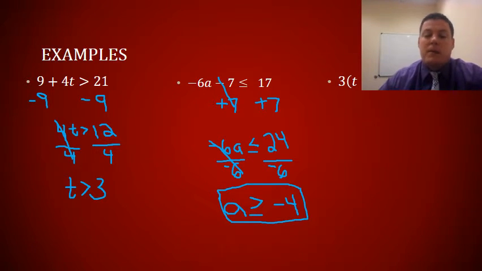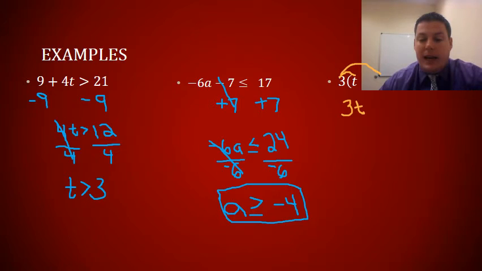Finally, we have this last problem. Remember, we always want to distribute first. In this case, we actually do have something to distribute. We're going to distribute this 3, which, if you recall, means we're going to multiply it by each term in the parentheses. So I'm going to take 3 times t, which is 3t, and I'm going to add that to 3 times 1, which is 3. And then I'm going to write the rest of my inequality, which is minus 4t is greater than or equal to negative 5.